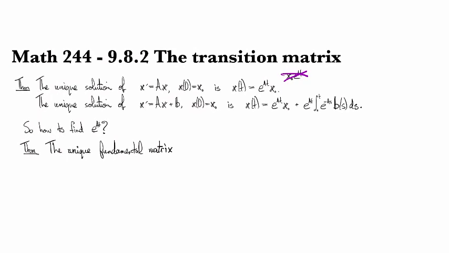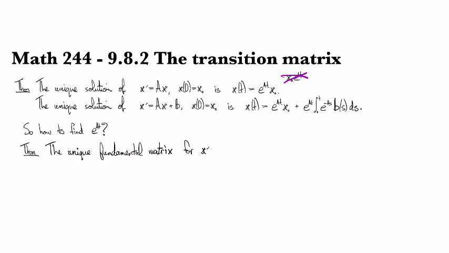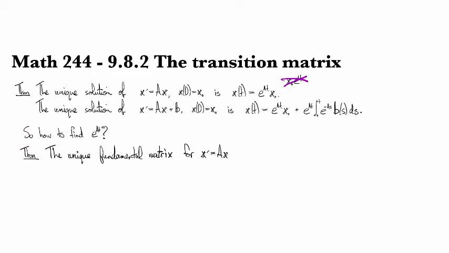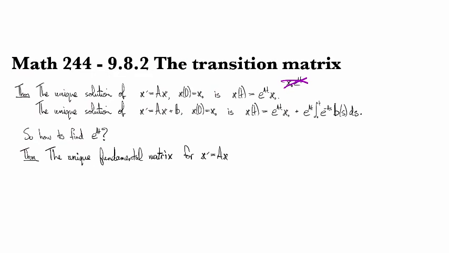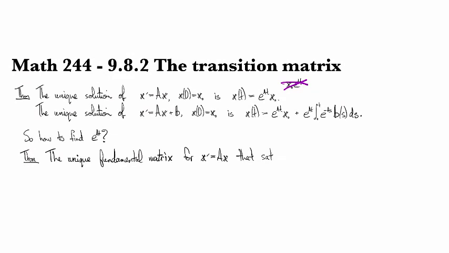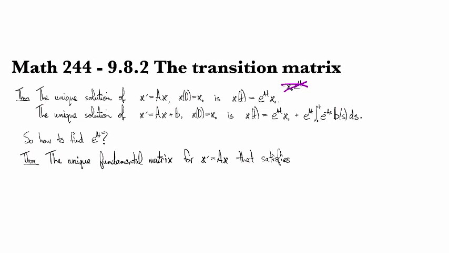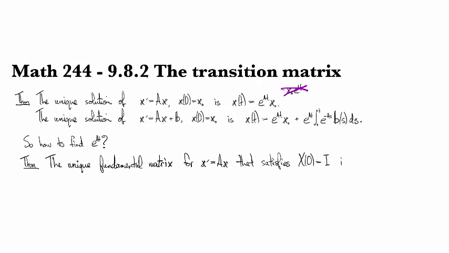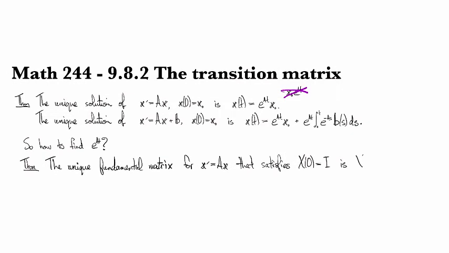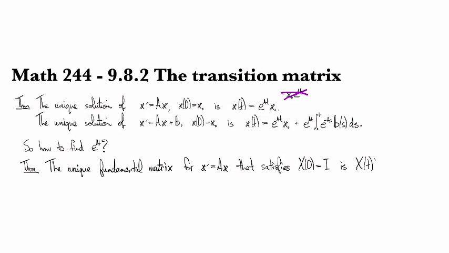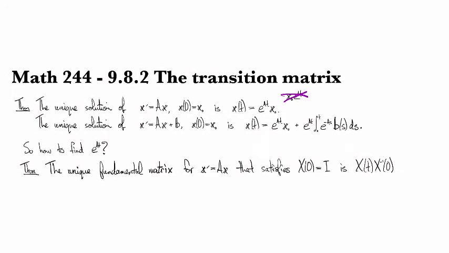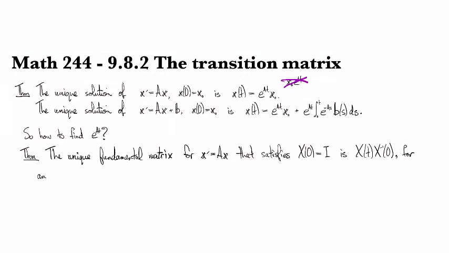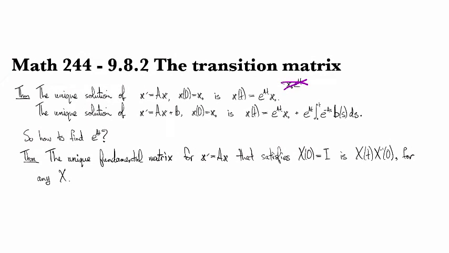actually, let me not write that. For the matrix system x prime equals Ax, that satisfies having initial condition equal to the identity is X(t) times X inverse at 0. And this works for any fundamental matrix X.